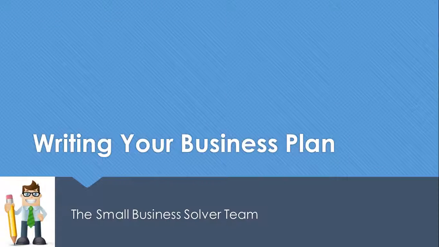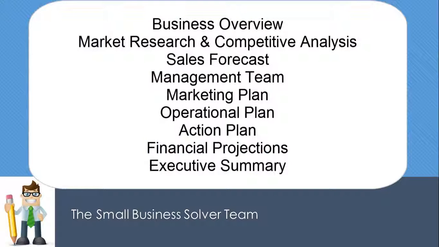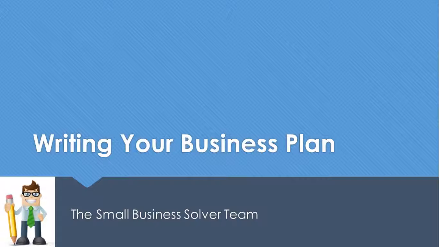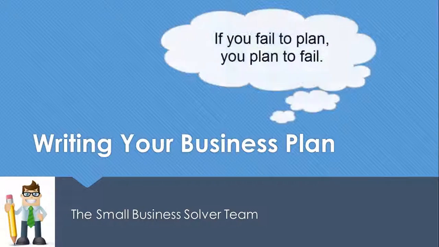Writing your business plan. We covered a business overview of what the business idea is all about and who it is for, the market research and competitive analysis that supports the idea and the sales forecast, the management team that will make the idea a reality, the marketing and operational plans, the action plan for the next few months and years, the financial projections that justify moving forward, and finally, the last thing to write was the executive summary. If you remember anything, it should be this: if you fail to plan, you plan to fail.